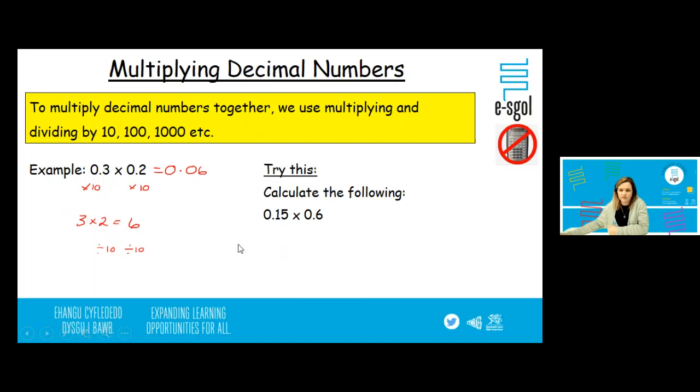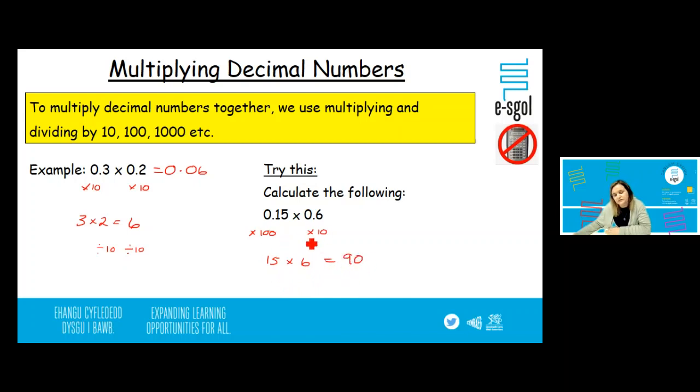Think about the process of getting them to be a whole number first and then reversing our process. Okay, again, can you try the question on the right, please? 0.15 multiplied by 0.6. So 0.15, if we multiply that one by 100, because we've got these 2 digits after our decimal point, that's going to give us 15. And 0.6, if we multiply by 10 to get that one to be a whole number, we will have 6. So 15 multiplied by 6 is 90.